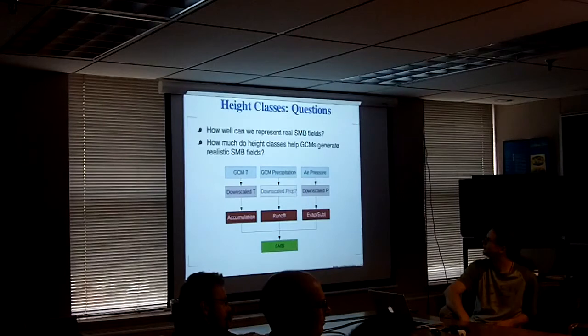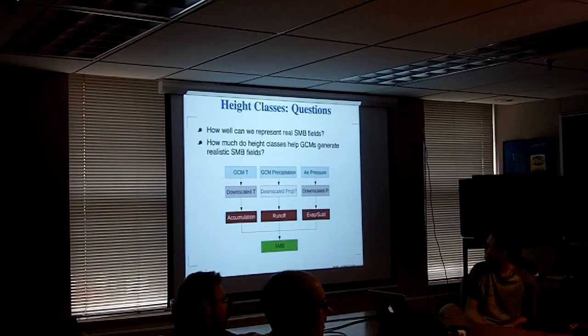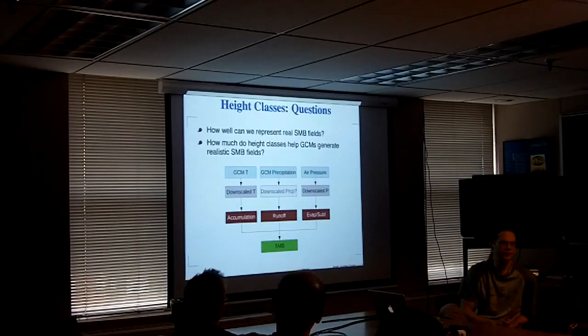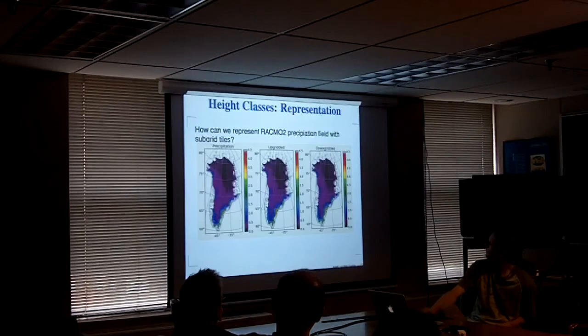Okay, so now we've monkeyed around with ModelE. We put in these height classes. We want to know a few things, and these are two separate questions. One is, how well can we represent real surface mass balance fields using this height classified grid? And the other is, how good surface mass balance fields can we create with our GCM? So I'm going to talk about the first one first. That's the easy question.